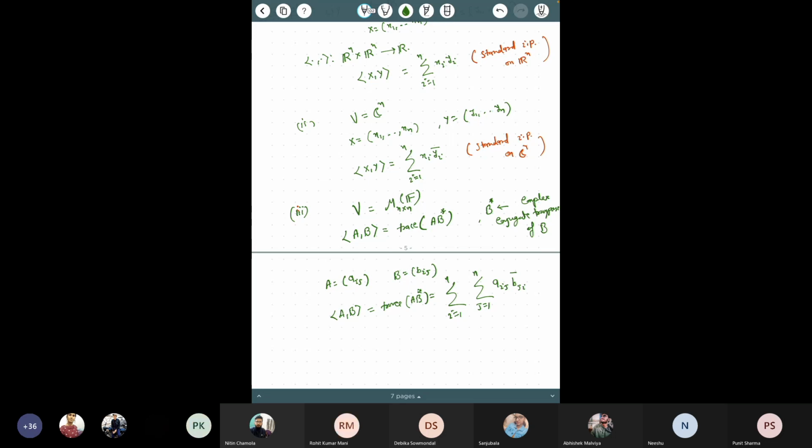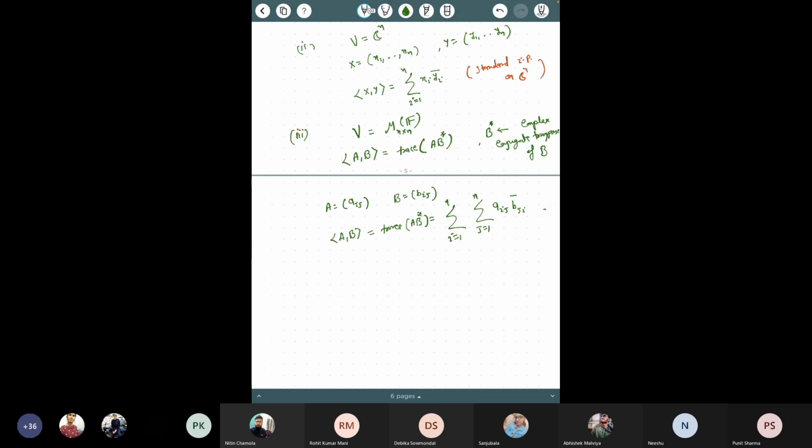This function again you can verify by using the properties of trace. This is again not difficult. Just use the properties of the trace of a matrix, and then you can verify that this function satisfies the four properties of an inner product, and therefore this defines an inner product on this space. This inner product we call the standard inner product on the space of n cross n matrices over F.